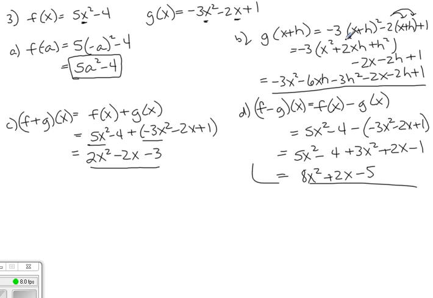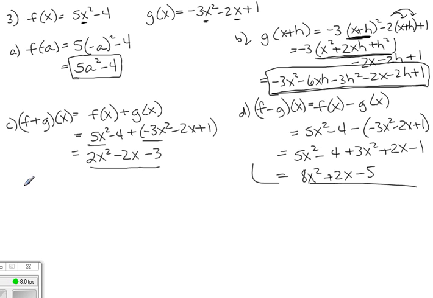Make sure when you multiply out x plus h, we square that binomial, and it would look like negative 3 times x squared plus 2xh plus h squared. We're going to multiply that negative 2 by distributing to both of those terms, negative 2x minus 2h plus 1. Then distribute the negative 3 to that trinomial, so that would be negative 3x squared minus 6xh minus 3h squared minus 2x minus 2h plus 1. And there are no like terms there, so that will be your final answer.